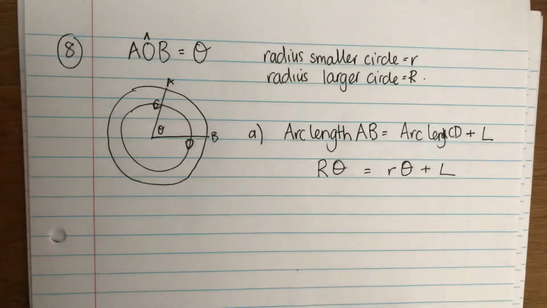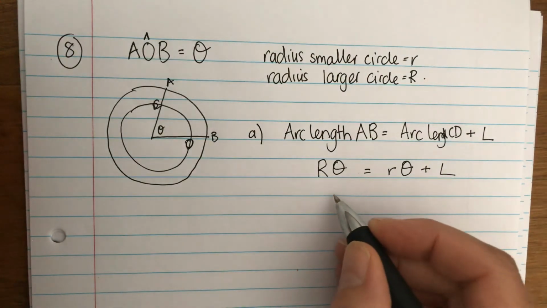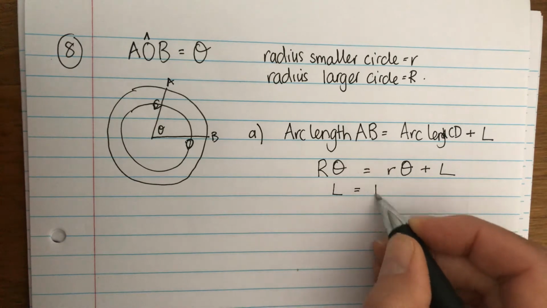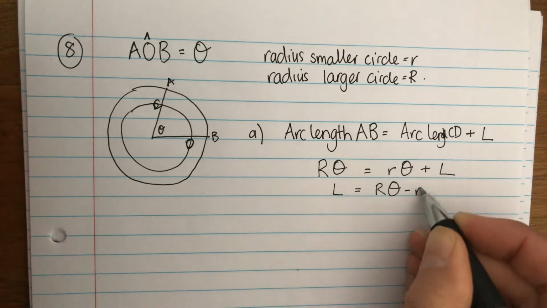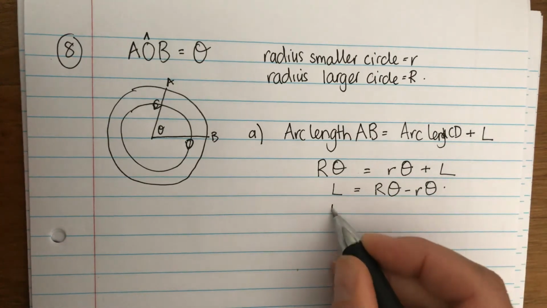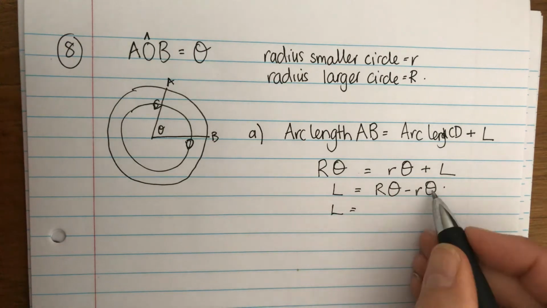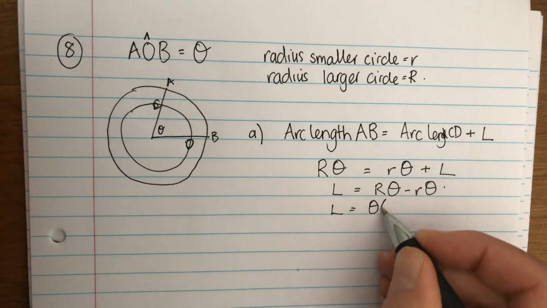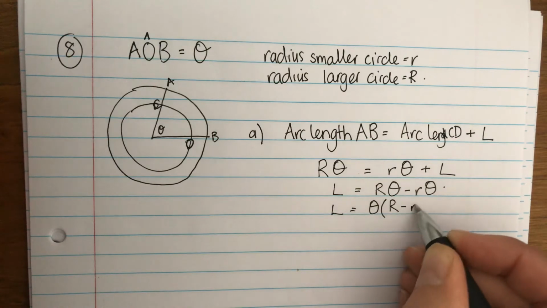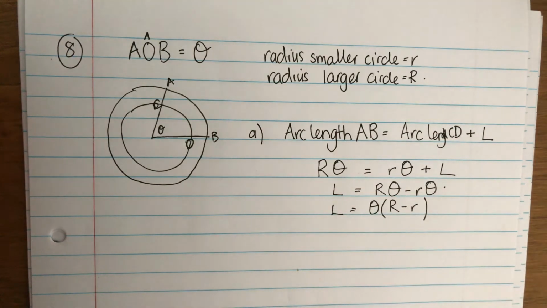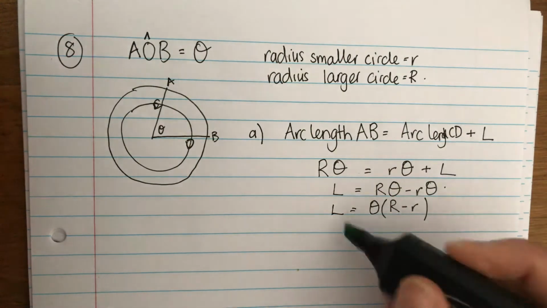Okay, so if I want to isolate L, I'm going to say that it's capital R theta minus little r theta. But nicer still than that is to factorise by theta: L equals theta times capital R minus little r. That's our first expression.